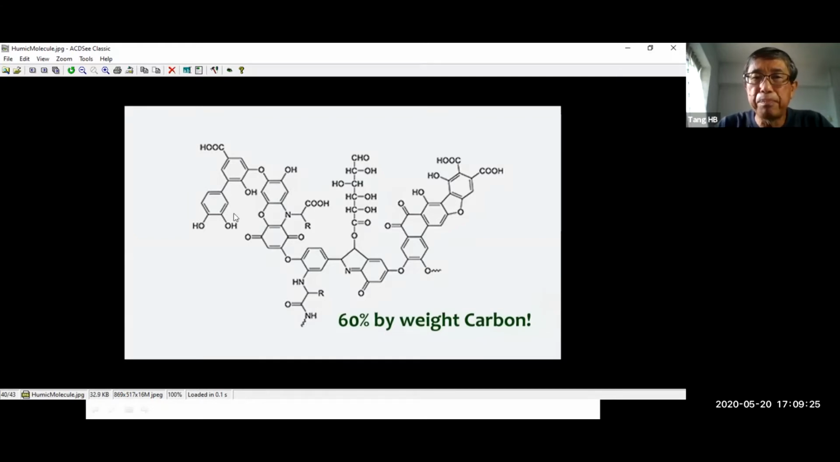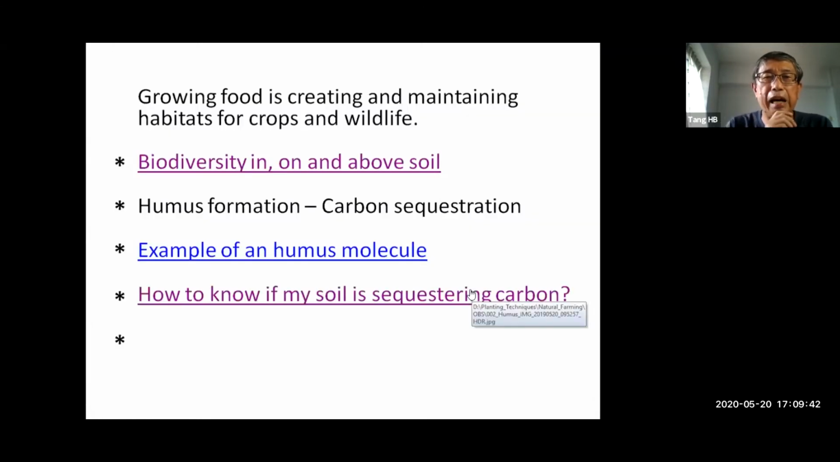So when it becomes carbon like this in a humus molecule, it can remain in the soil for a long time, and it could remain there for hundreds of years if we take care of the soil. And so this is one of the main aims of farming, right? Besides growing food, we are helping the environment by sequestering carbon.